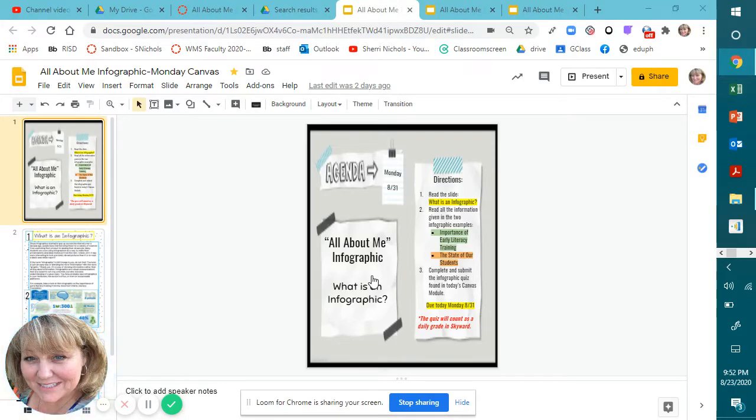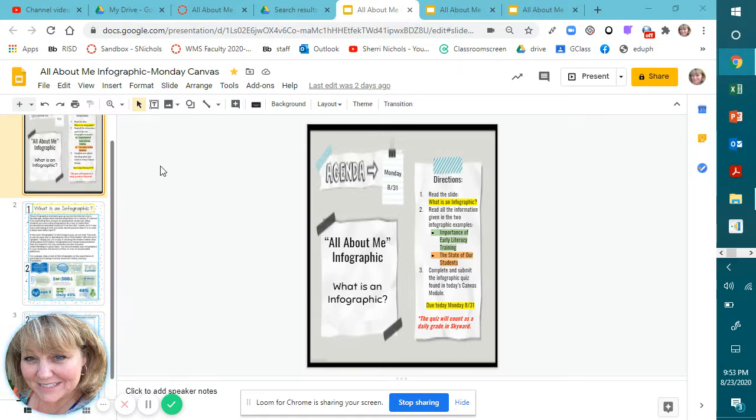Hello. Let's quickly go over today's assignment, the All About Me infographic. It's for Monday. This is information about an infographic. You will read about what an infographic is. If you break the word up into two parts, you have "info," which would probably remind you of information, and "graphic," anything that's graphic would be like an image or a picture to represent something.